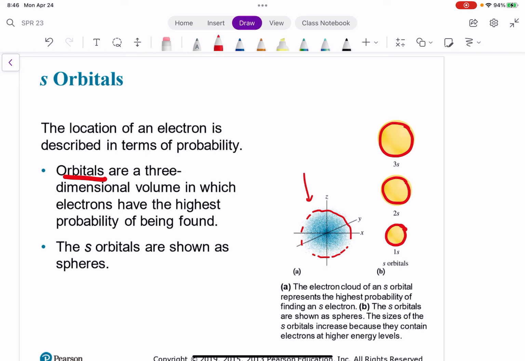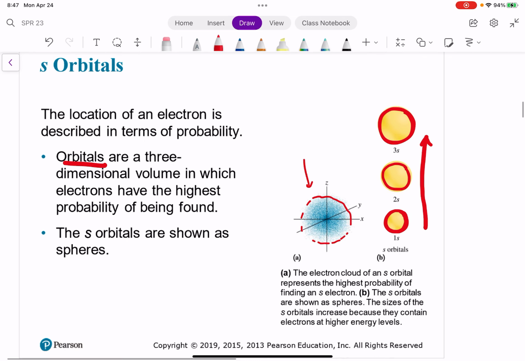Okay, so the s orbitals are shown as spheres. And the sizes of those s orbitals actually increase as electrons have higher energy levels. So the 1s orbital is depicted as a smaller orbital than the 3s orbital.